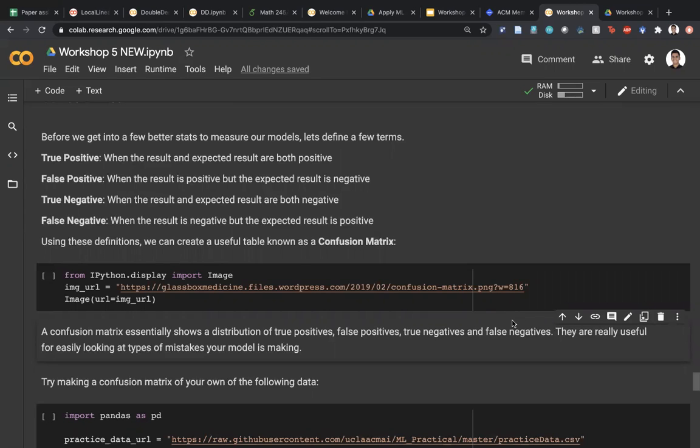Result is positive, expected result is negative. So yeah, that's a false positive, right? A false positive is when your model predicts a positive, but the actual value in real life is negative. Like, if my model predicts that this is a winning lottery ticket, but it's actually not a winning lottery ticket, that's a false positive.